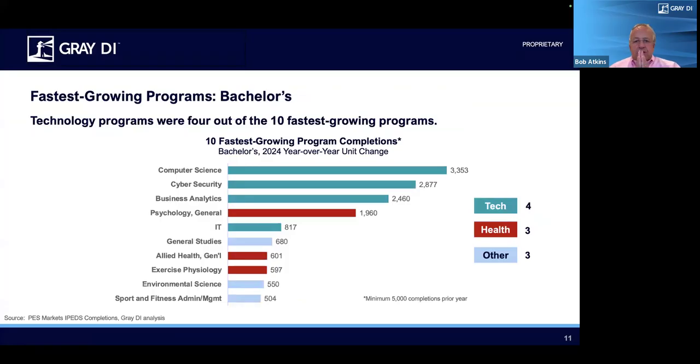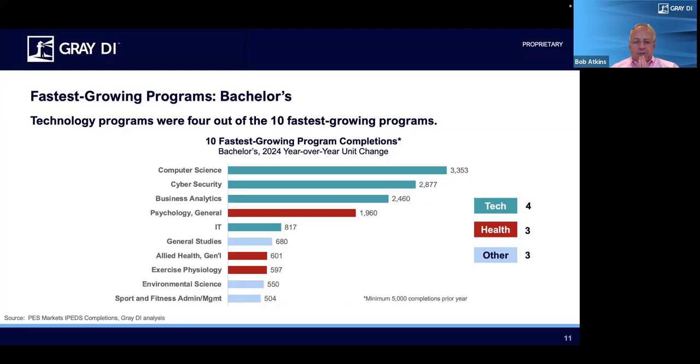At the bachelor's level, it's a somewhat different picture. We get a lot of tech and analytics here. Computer science, number 1, cybersecurity, number 2, business analytics, number 3. Then down at number 5, we have IT. And then we have 3 health programs: psychology, allied health, and exercise physiology. Psychology, by far the largest, growing almost 2,000 completions, and 600 each in allied health and exercise physiology.